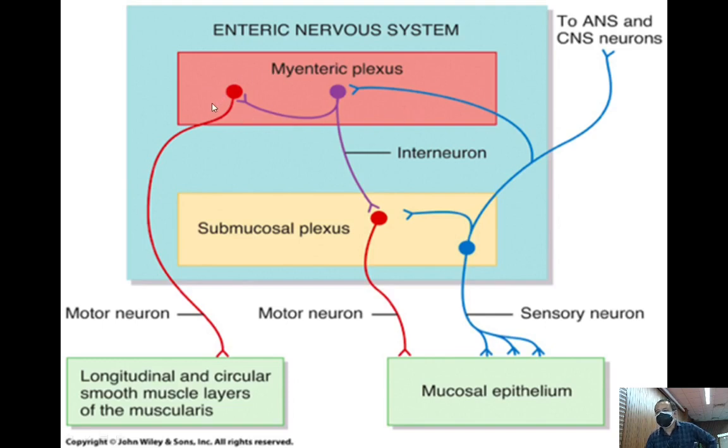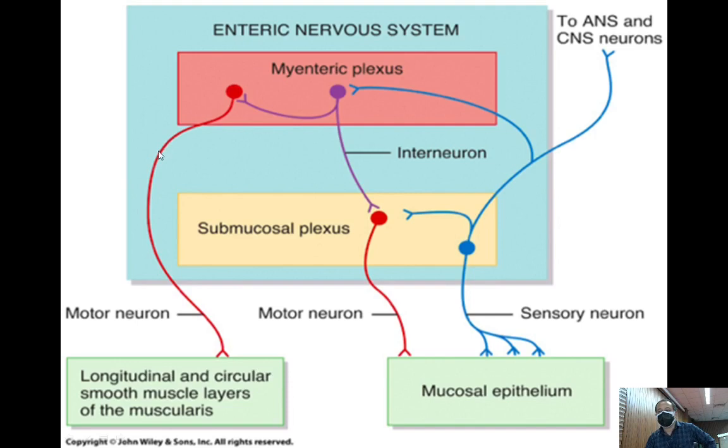Sphincters are nothing but a thickening of the circular smooth muscle. Not the mucosal layer containing the muscularis mucosa, another smooth muscle, but this circular smooth muscle, which gets thickened and forms a sphincter. Anyway, it's again controlled by the myenteric plexus.